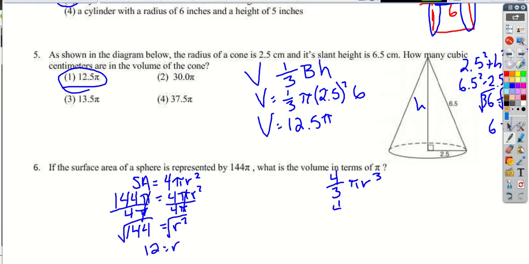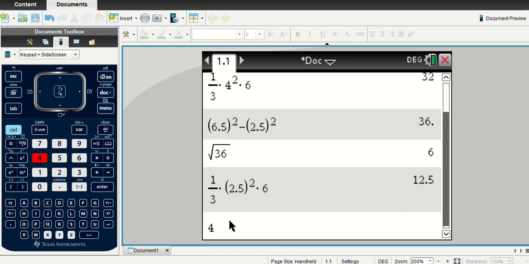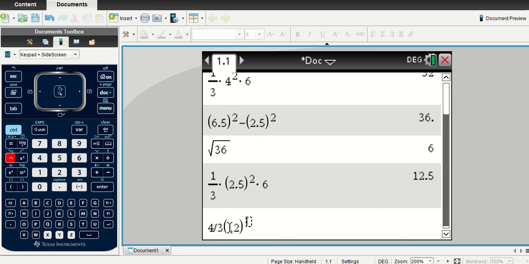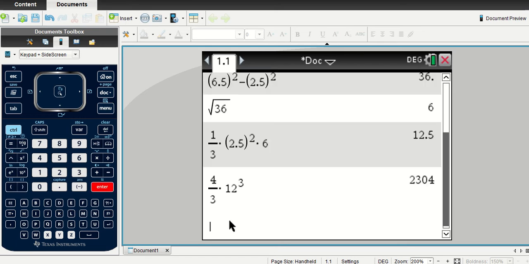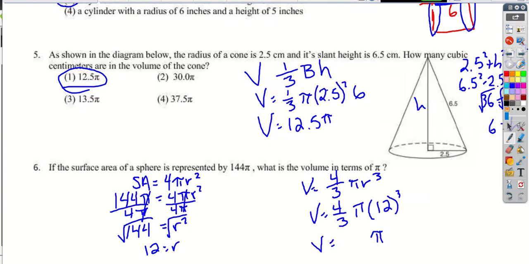So come back over here, take our volume formula. It's 4/3 pi times 12 cubed. It's in terms of pi, so it's going to be something pi. So on our calculator, we're going to do 4/3 times 12, and this is going to be cubed. Okay, so that's 2304. Okay, 4/3 12 cubed, and then pi, 2,304 pi, and then just units cubed. But that's it.